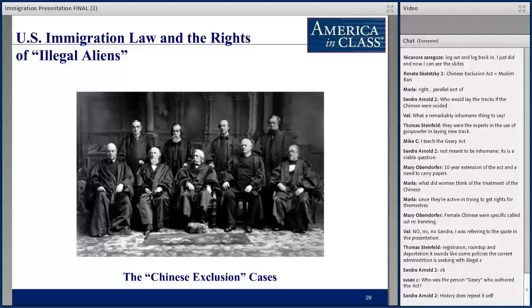So I provided you all some links to these cases so you could read them for yourselves and share them with your students to think about the moment that created this system of immigration control.